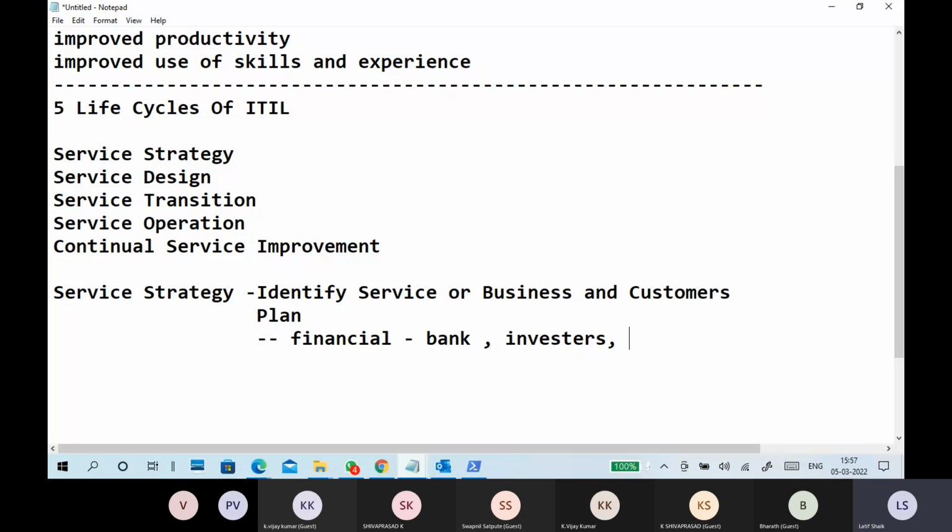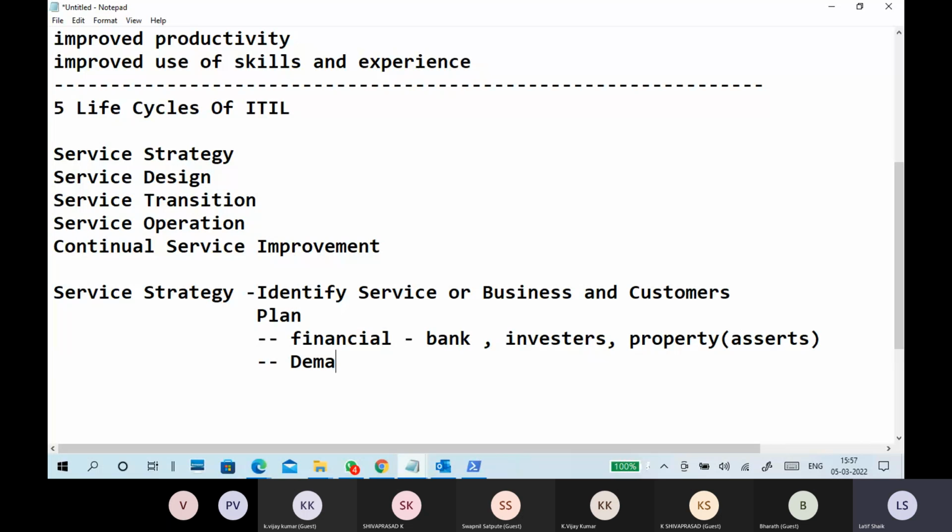That's properties. Okay, like assets type, financial assets like land kind of stuff. You have to know how to manage the business. That is very important in a service strategy.